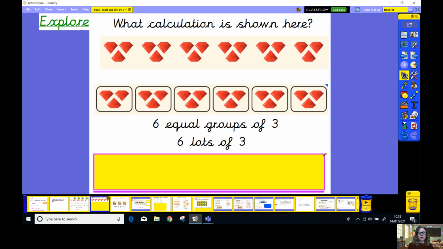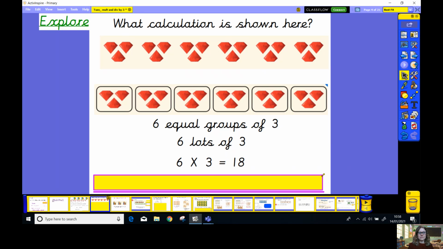Well done. So I have got 6 equal groups of 3. Another way of saying it would be 6 lots of 3. So my calculation would be 6 multiplied by 3, and it equals 18. Remember, I could do this: 3, add 3, add 3, add 3, add 3, add 3, but that's not efficient. So this is my most efficient way of working this out.